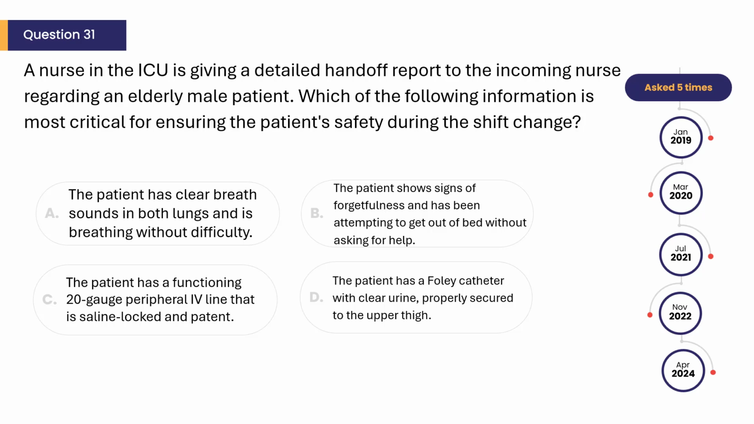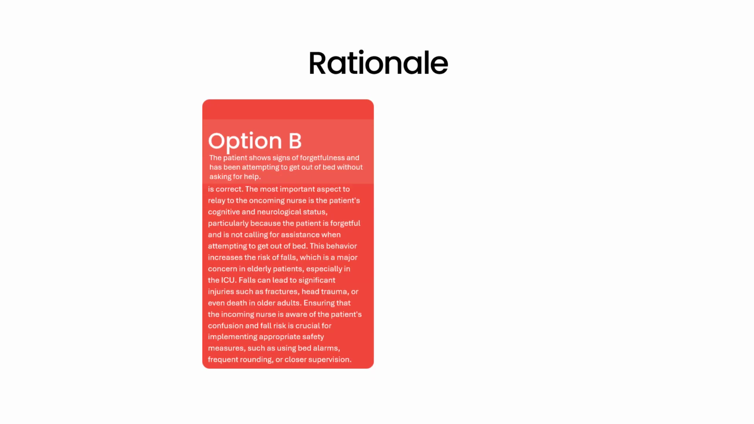D. The patient has a tube inserted into the bladder, Foley catheter, with clear urine properly secured to the upper thigh. The correct answer is B. The patient shows signs of forgetfulness and has been attempting to get out of bed without asking for help.